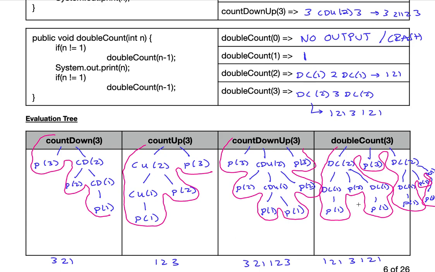But hopefully you get the idea of a couple things. The order of recursion matters. And then if you do these evaluation trees, it can help you figure out what the output's going to be if you know how to read them the right way.